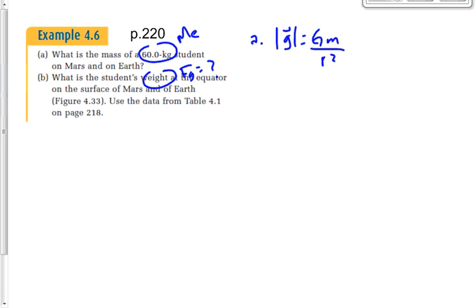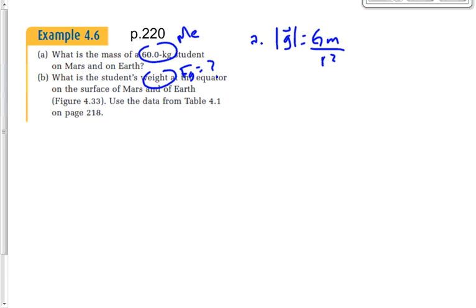Oh, wait a second. I am so overlooking the obvious for question A. What's the mass of a 60 kilogram student on Mars? Tara? 60 kilograms. What's the mass of a 60 kilogram student on Earth? 60 kilograms. What's the mass of a 60 kilogram student anywhere in the universe? 60 kilograms, because mass doesn't change. What's the weight at the equator of these planets? What's the weight? All right. Weight is force of gravity.